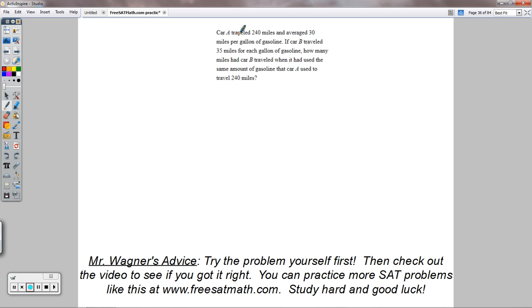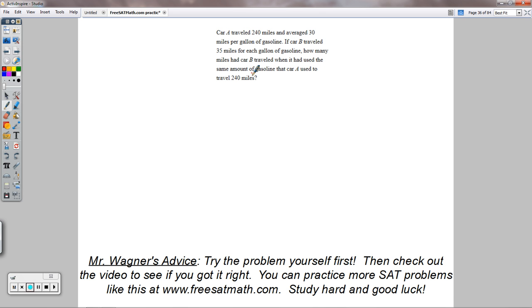It says that car A traveled 240 miles and averaged 30 miles per gallon of gasoline used. If car B traveled 35 miles for each gallon of gasoline, how many miles had car B traveled when it had used the same amount of gasoline that car A used to travel 240 miles?